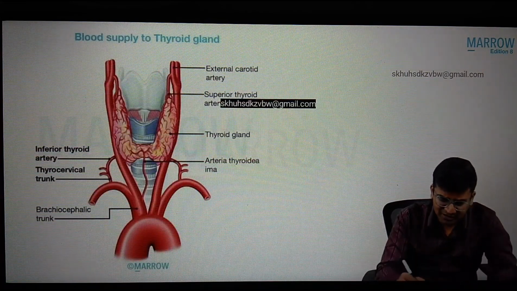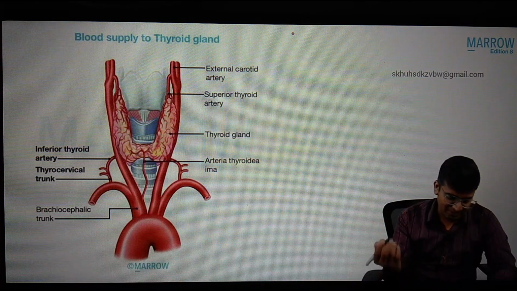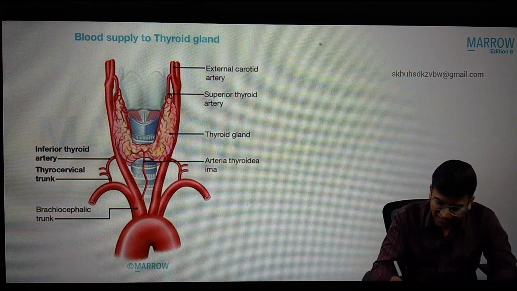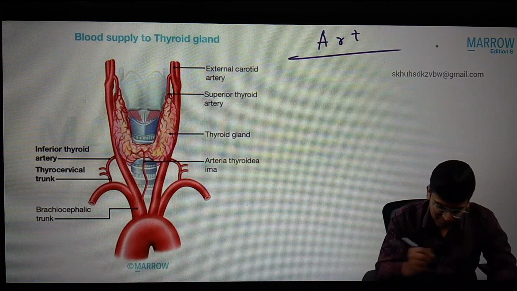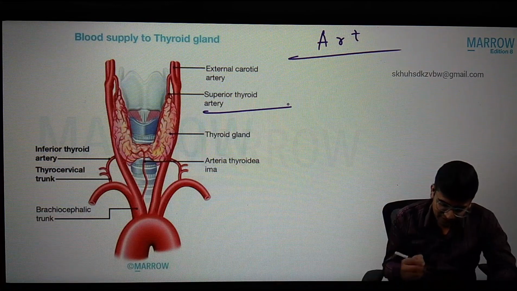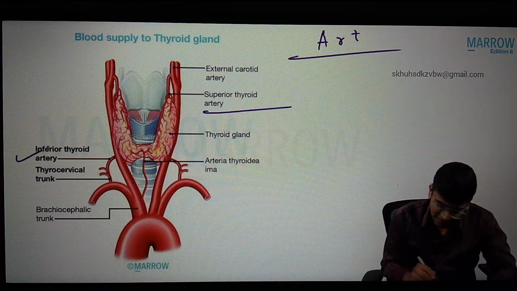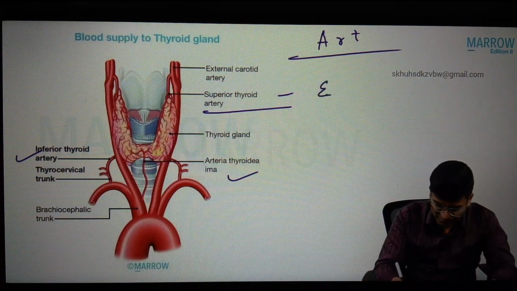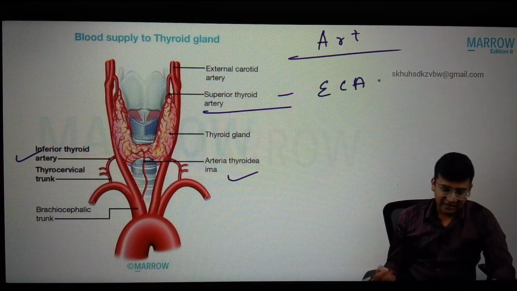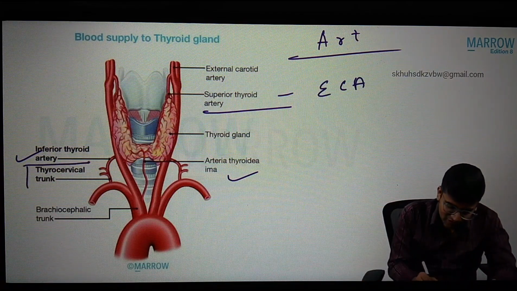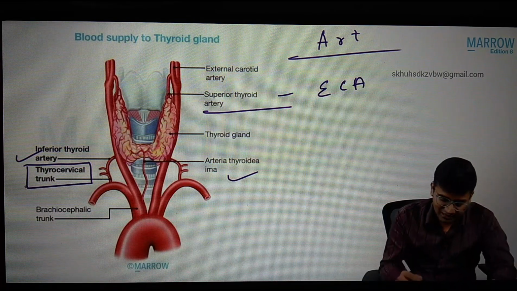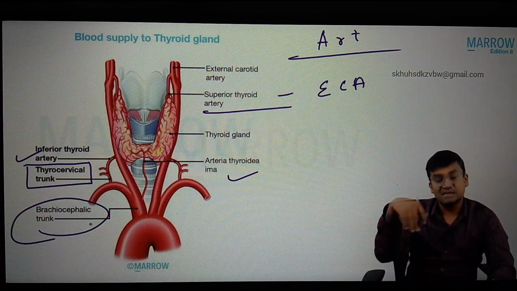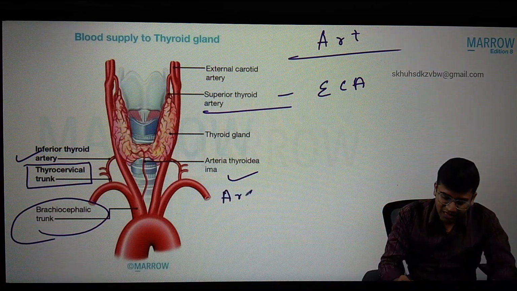Next we are seeing the blood supply, the arterial supply: by the superior thyroid artery, inferior thyroid artery, and the arteria thyroidea ima. The superior thyroid artery comes from the external carotid artery. The inferior thyroid artery comes from the thyrocervical trunk, very important. And the arteria thyroidea ima comes from the brachiocephalic trunk. Sometimes it may come from the arch of the aorta.